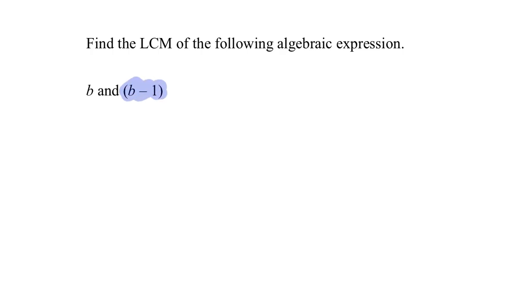So for this particular question, I just need to make sure I have b and also b minus 1. And that will satisfy the lowest common multiple for this example here. Let's move on to the next.